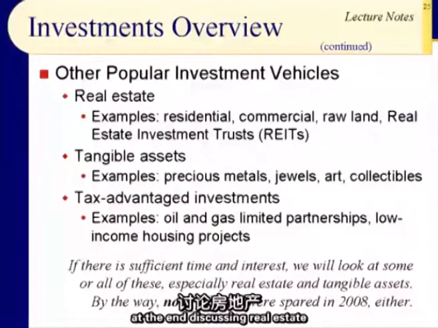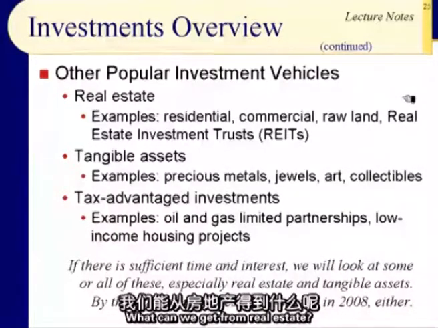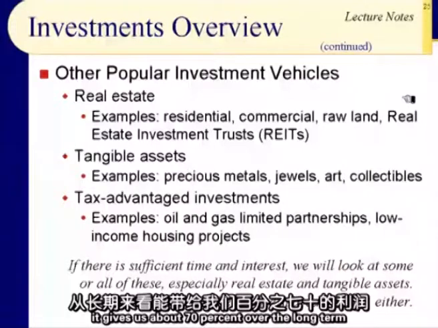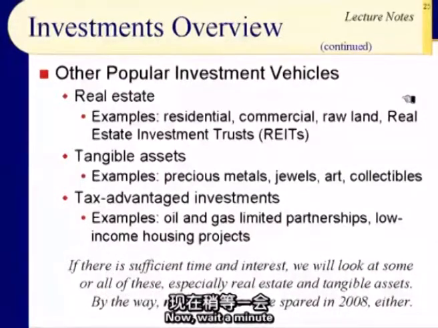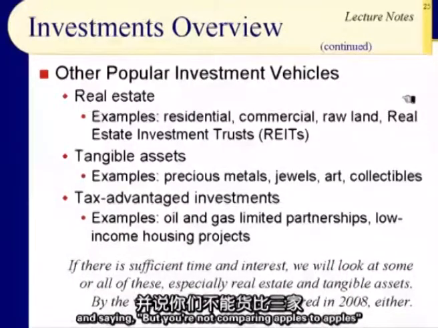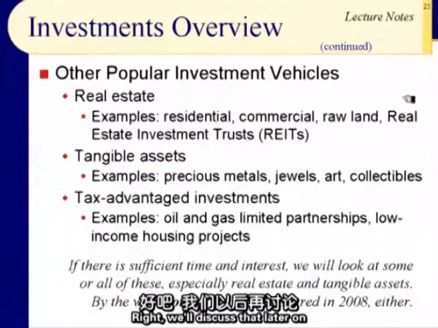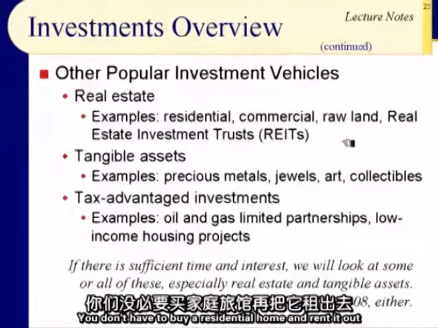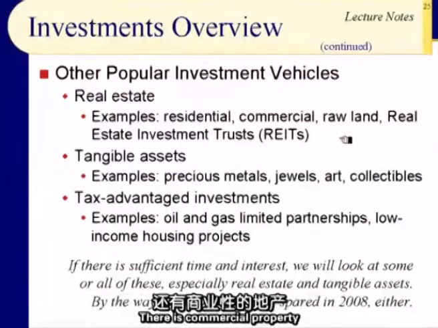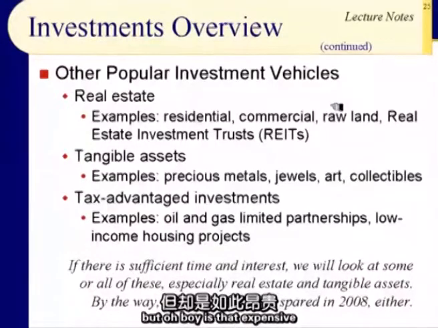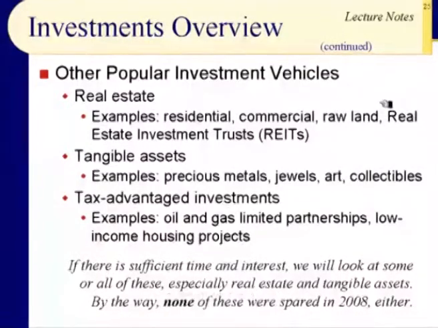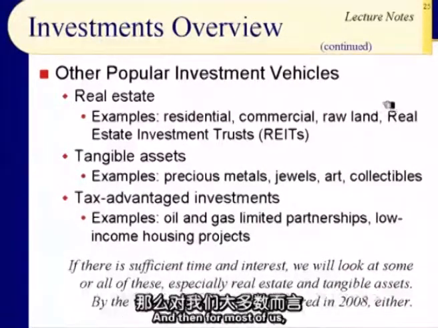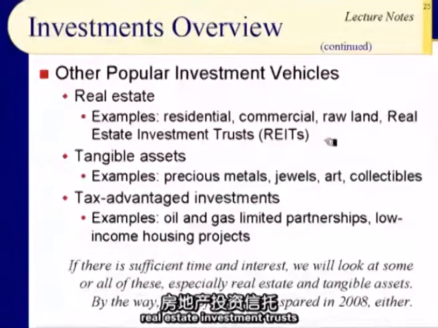Okay, now, some other popular vehicles that we'll spend a little bit of time at the end discussing. Real estate. What can we get from real estate? It turns out that real estate gives us about 7-8% over the long term. Now, wait a minute, the real estate agents are jumping up and down and saying, you're not comparing apples to apples. That's right, we'll discuss that later on. But there are many choices, folks. You don't have to buy a residential home and rent it out. There is commercial property, but oh boy, is that expensive. Raw land, not the best idea unless you know exactly what you're doing and have been in the business for quite some time. And then for most of us, real estate investment trusts.